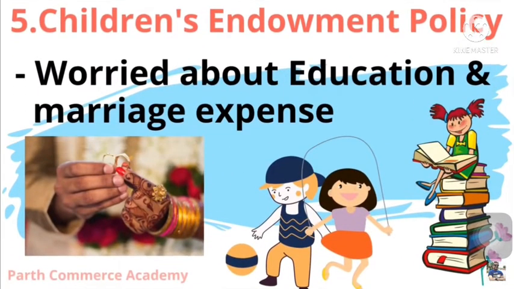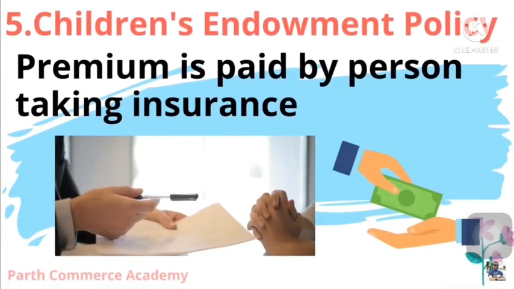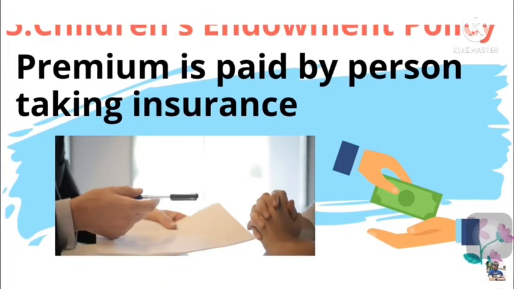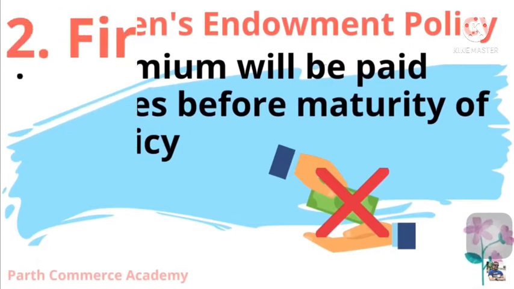Last one is children's endowment policy. This type of policy is taken by a person who is worried about the expenses of education and marriage of his children. The certain amount is paid by the insurer when children attain a particular age. The premium will be paid by person taking insurance. However, no premium will be paid if he dies before maturity of the policy.